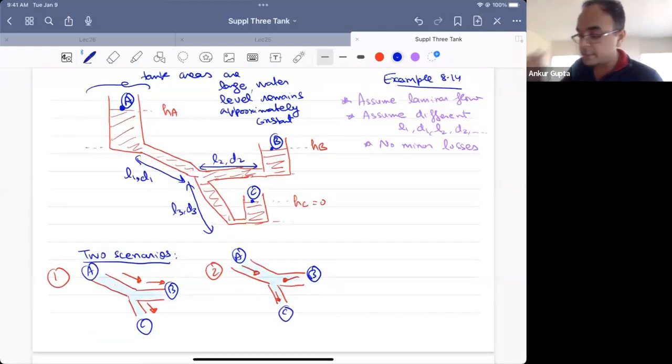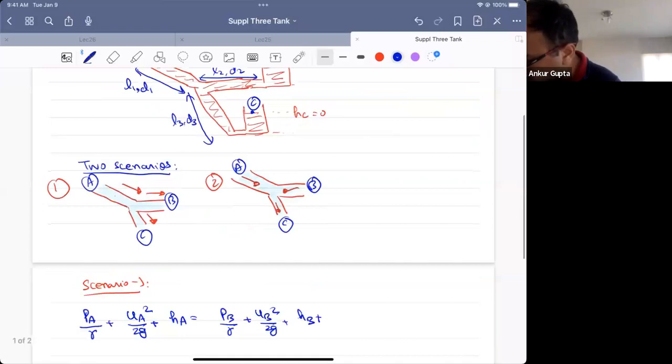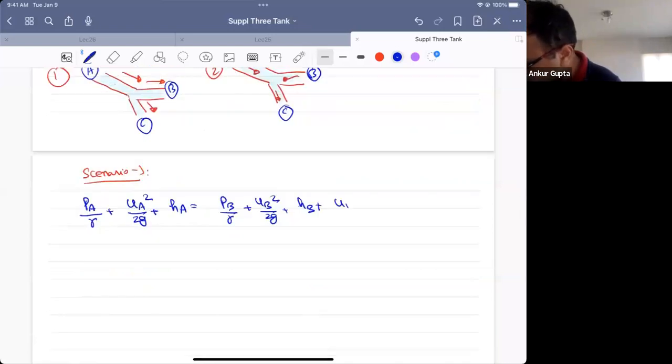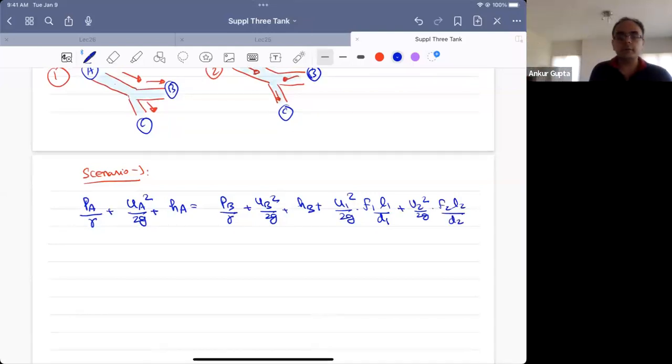So I have to sum the two losses, and these are the major losses only. So I'll say U1 square by 2g into f1 L1 by D1, plus U2 square by 2g into f2 L2 by D2. Okay, so that's the point.